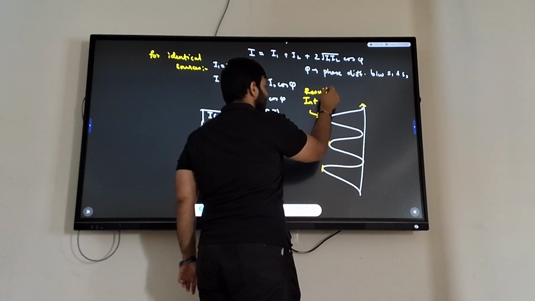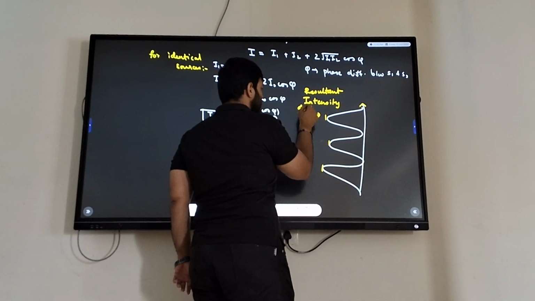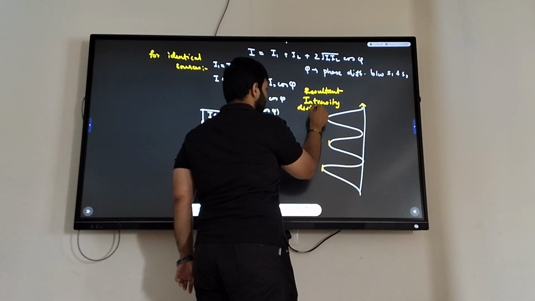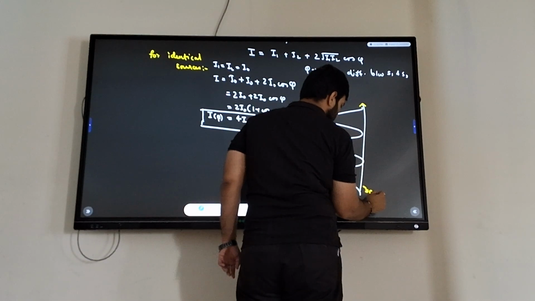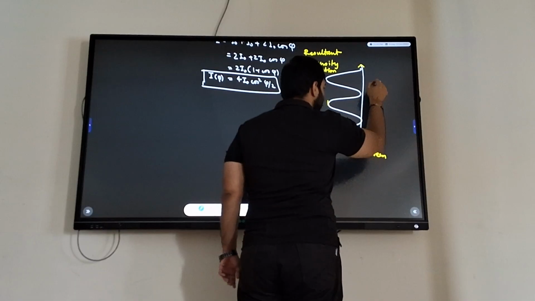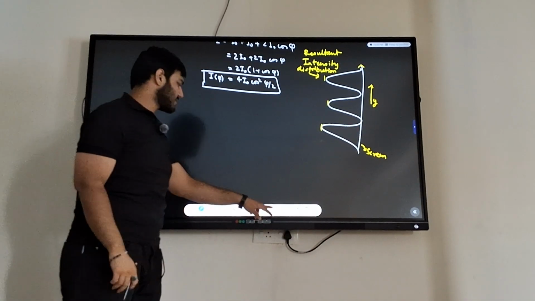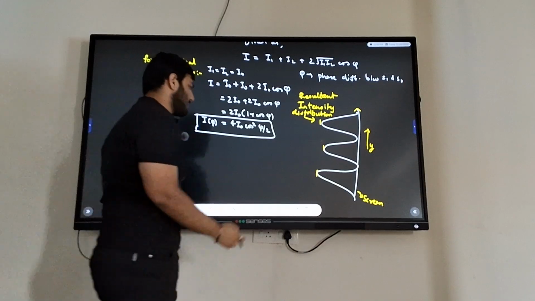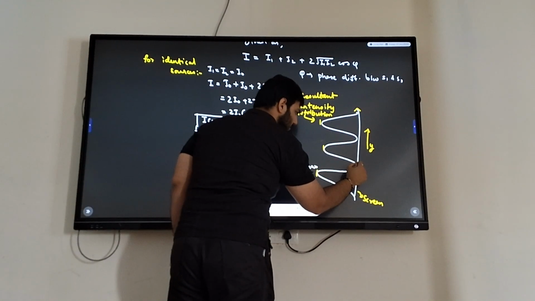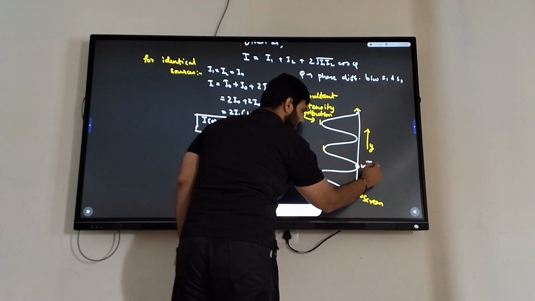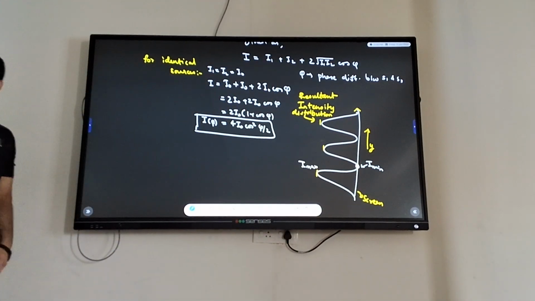Resultant intensity distribution. And this is my screen. And this is my distance y, or long distance y, this is the resultant distance. Here my Imax will appear. And what will be this value? I min? Yes or no? I min.